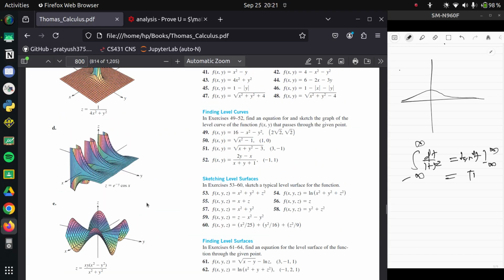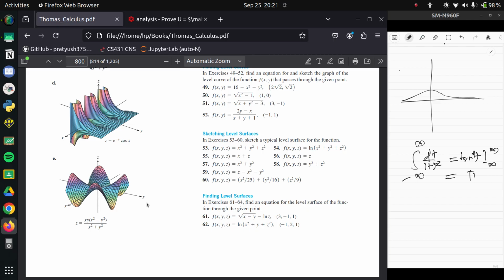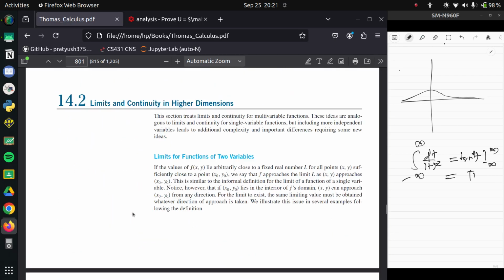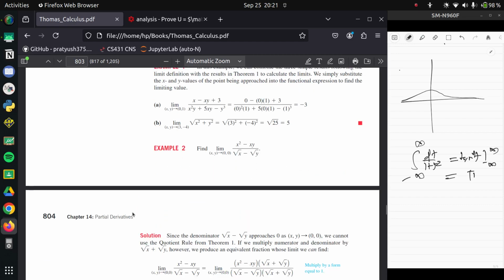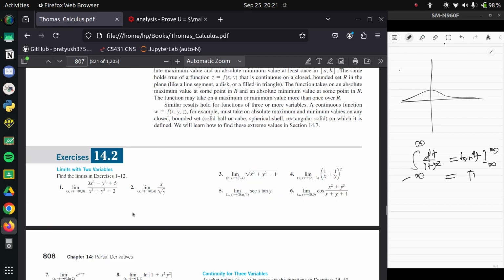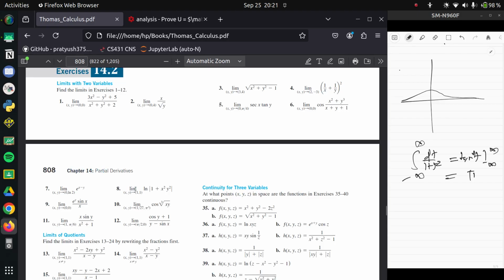69 is... where is 69? It's not here. Oh, it's here. It's computer expression, so you're gonna skip this stuff. So this was all just like level curves, not interesting at all. Next exercise is limits with 2 variables. So here you run into the idea of like differential between multiple variables.